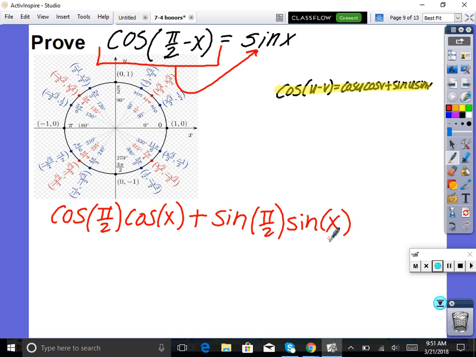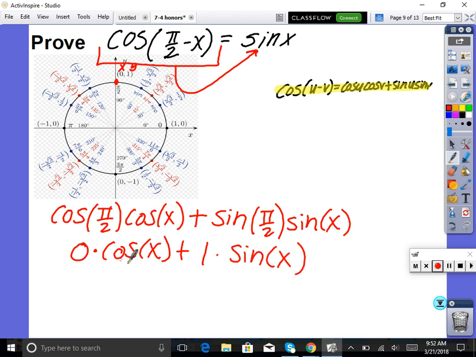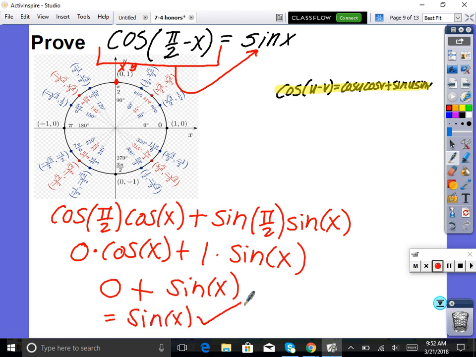Now we can simplify it. The cosine at pi halves: locate pi halves. Cosine is x, sine is y. So don't we have 0 times cosine of x? Plus, the sine of pi halves is 1, so plus 1 times sine of x. So we're showing our work. 0 plus 1 times sine of x is sine of x. 0 plus sine of x is sine of x. And we have reached our goal and are done.